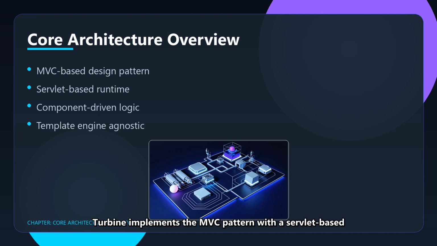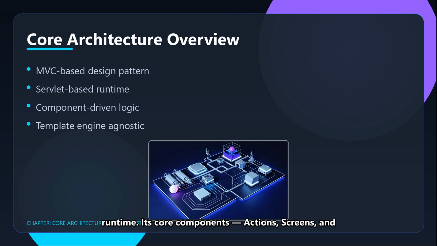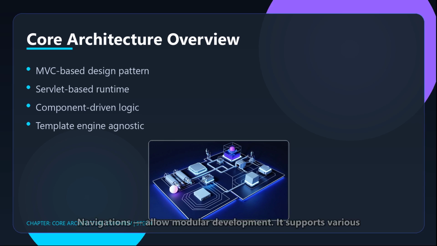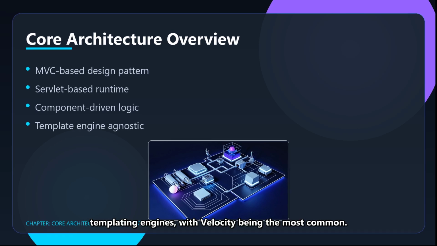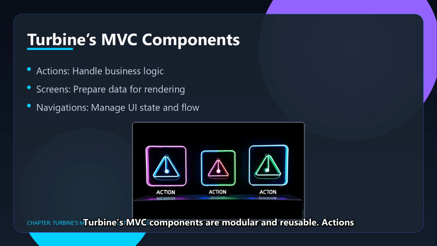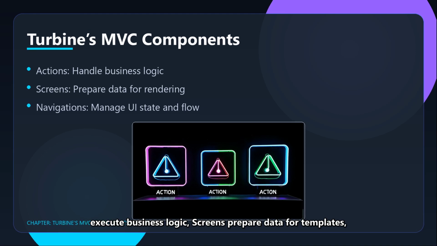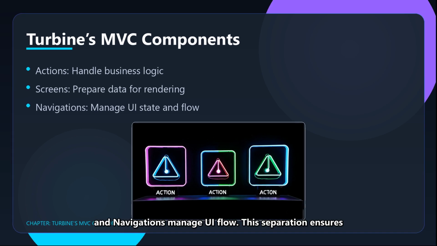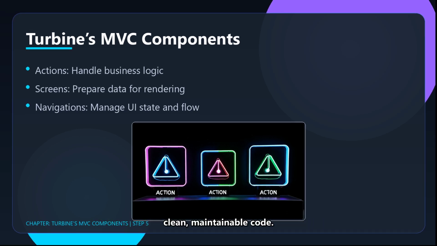Turbine implements the MVC pattern with a servlet-based runtime. Its core components, actions, screens, and navigations allow modular development. It supports various templating engines, with Velocity being the most common. Turbine's MVC components are modular and reusable. Actions execute business logic, screens prepare data for templates, and navigations manage UI flow. This separation ensures clean, maintainable code.